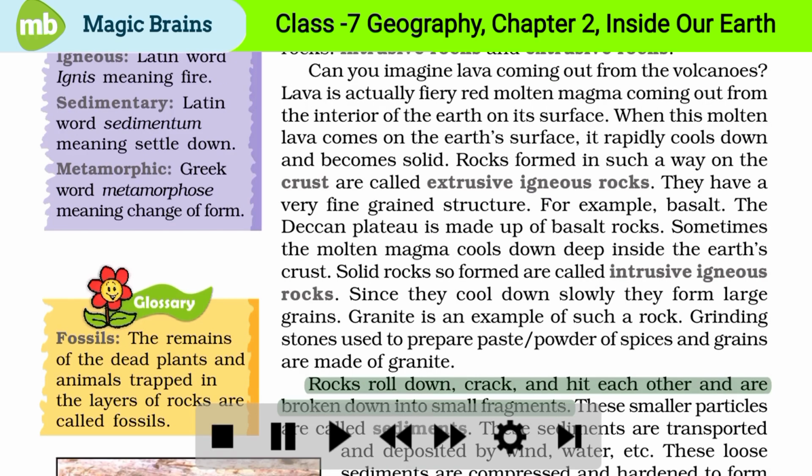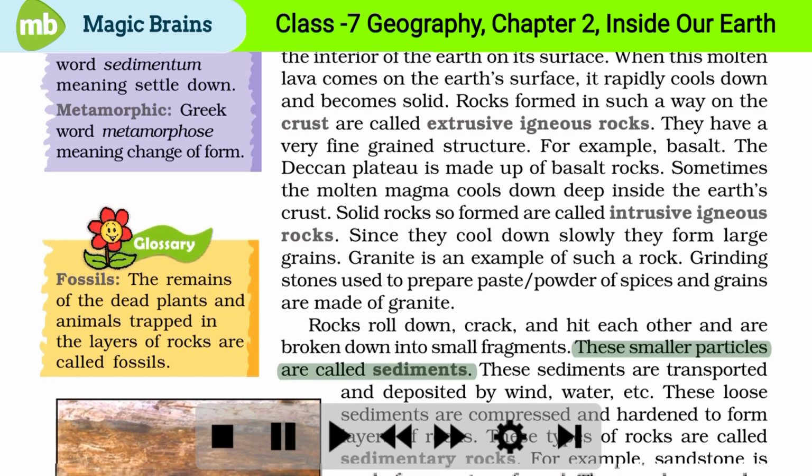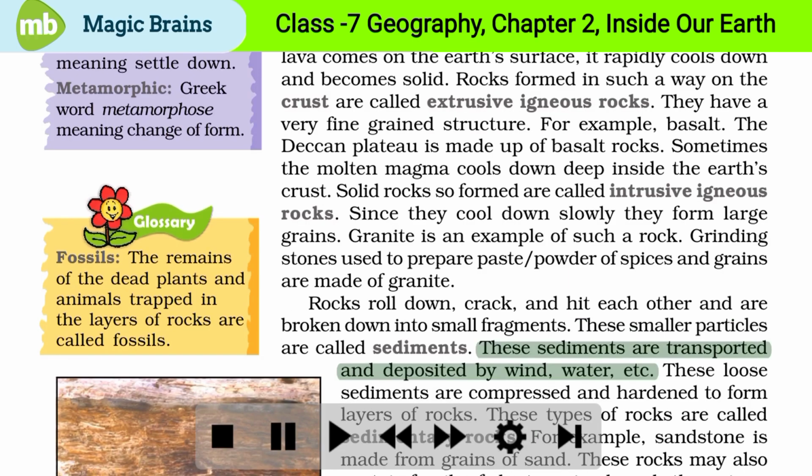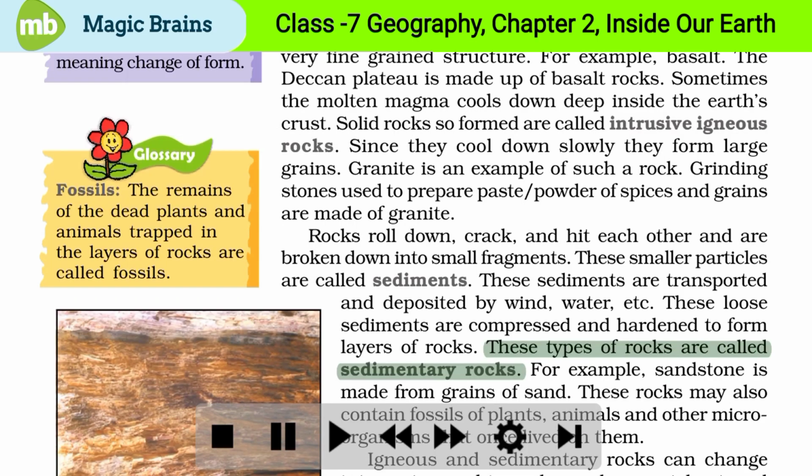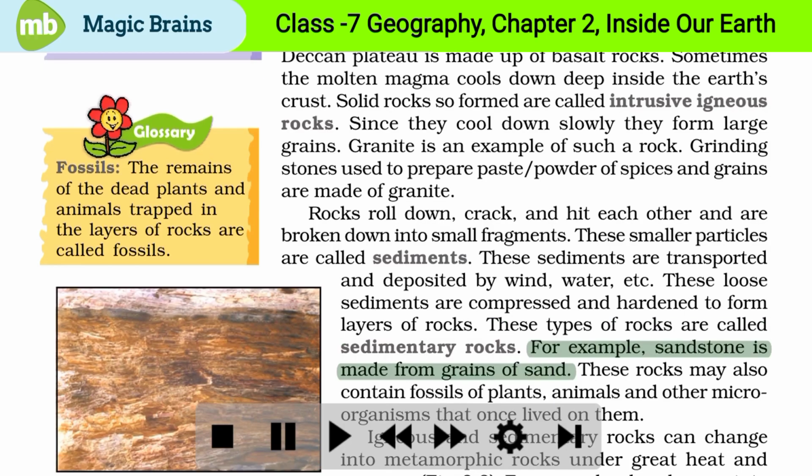Rocks roll down, crack, and hit each other and are broken down into small fragments. These smaller particles are called sediments. These sediments are transported and deposited by wind, water, etc. These loose sediments are compressed and hardened to form layers of rocks. These types of rocks are called sedimentary rocks. For example, sandstone is made from grains of sand.